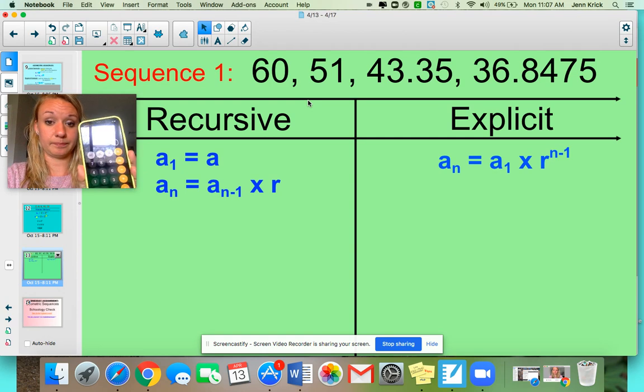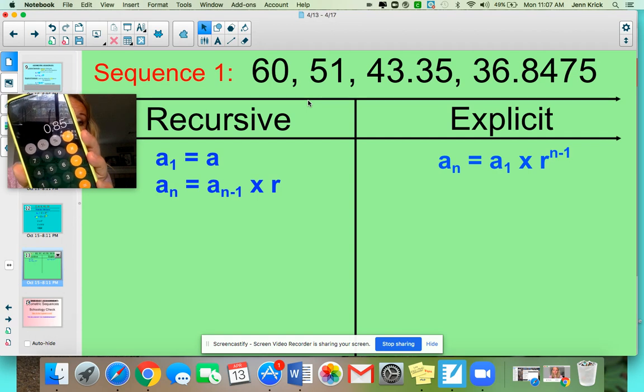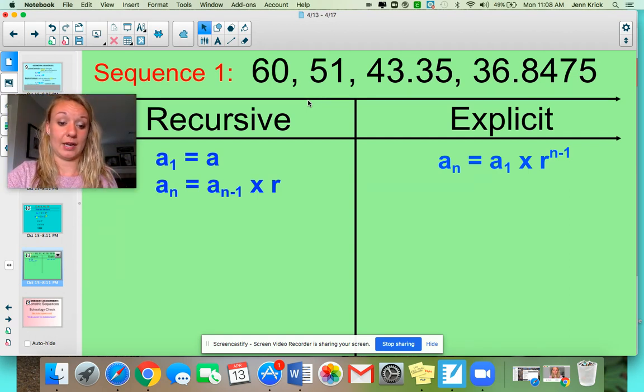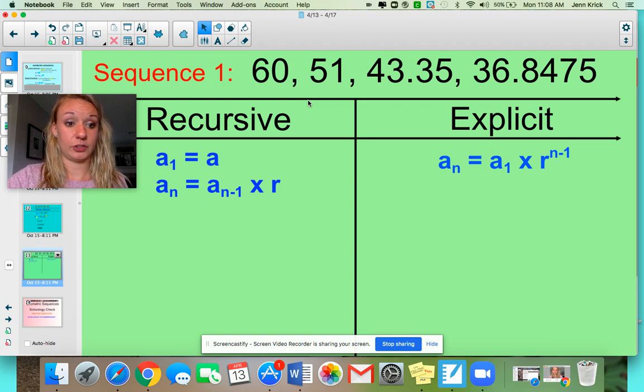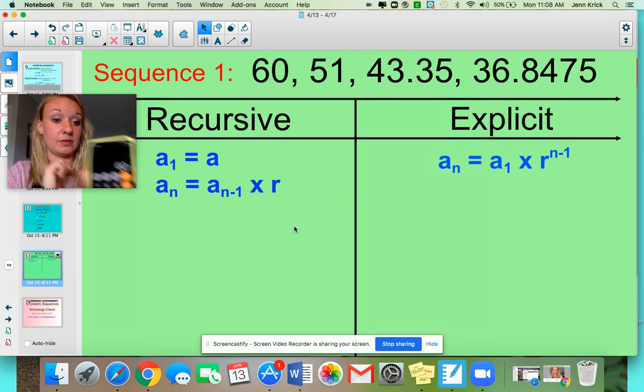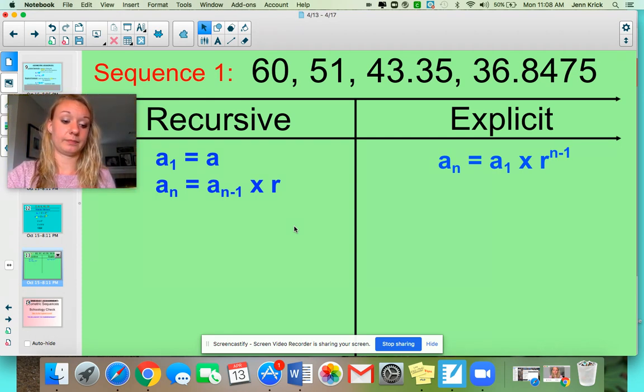Take your calculator and do 51 divided by 60. And I see that I have 0.85. Then to check it, I'm going to do 43.35 divided by 51. I get 0.85 again. So that's an easy way to find your common ratio, and you know that it's correct because that ratio is less than 1, and notice that your numbers are getting smaller. To triple check yourself, start with your first number. So I'm going to start with 60 and multiply it by 0.85, and notice that I get 51. And then I can do that again, and I got the same thing.